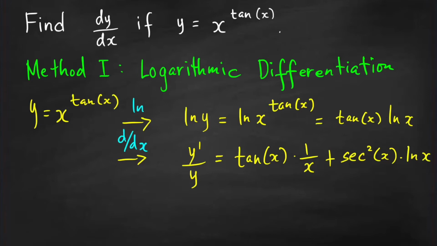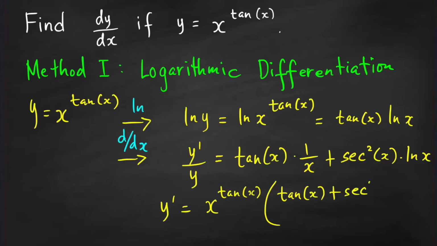And here we can already find the derivative of y by multiplying y on both sides, but our y is equal to x raised to tangent x. So therefore, I can now write y prime as x raised to tangent of x times the expression, where I'll combine these two as a single fraction. So I can write them as tangent of x plus secant squared of x ln x all over x. And this is the derivative of y with respect to x.